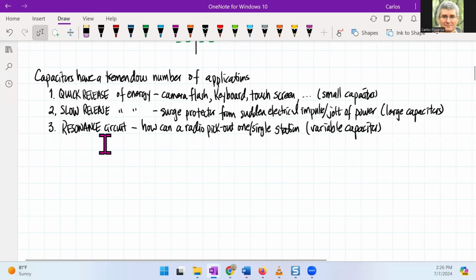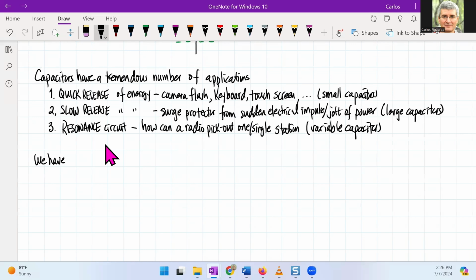So the first thing we have to do is that we have to define current. We have to first define electric current.